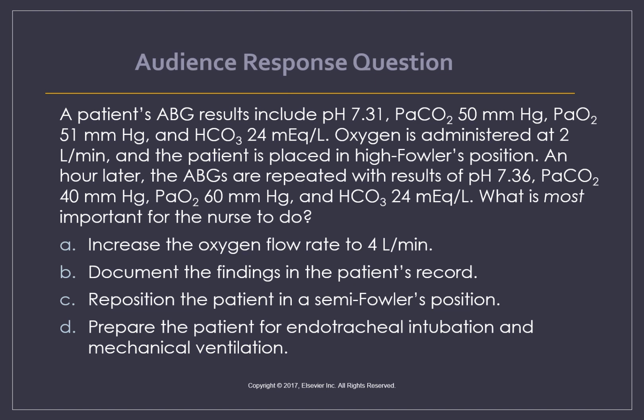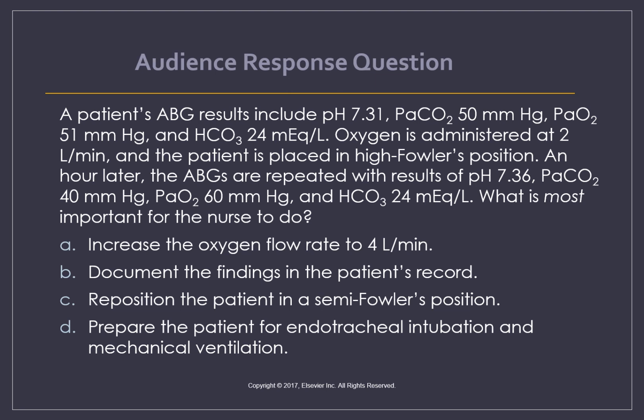Okay, so the answer here is A, and we're going to break down the question, go through the answers, and explain why that would be your best choice for this patient. So our ABG results do indicate that the patient is in an acidotic state. We see that their pH is 7.31. It looks like they are hypercapnic, so probably hypoventilating with our CO2 of 50. Our PaO2 is very low, it's 51, and really we want that to be between 80 and 100.